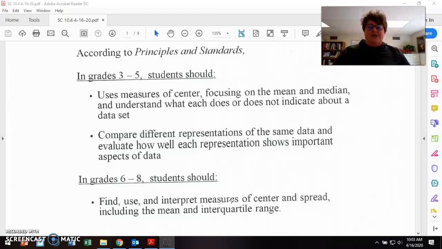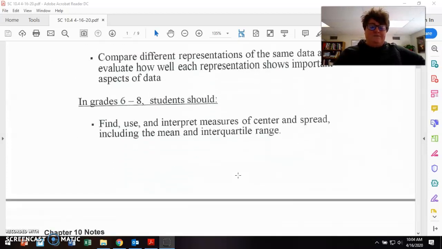You're comparing different representations of the same data to see which one shows the data the best. And then if you're doing 6 through 8, so middle school, that's where you'll get into more of interpreting the center and the spread, and then looking more into the variation. The majority of you are not going that direction. We are just going to look at the measures of central tendency, but know that the rest of your notes have the information on how to find variation. So if you are going into those middle school grades, definitely you have that information.